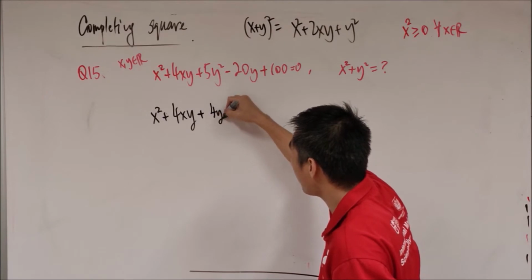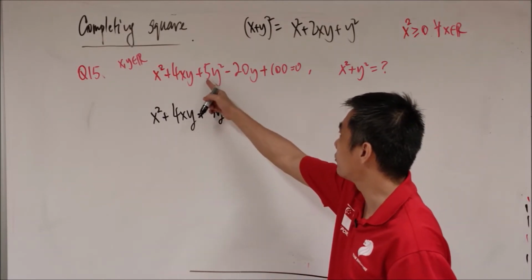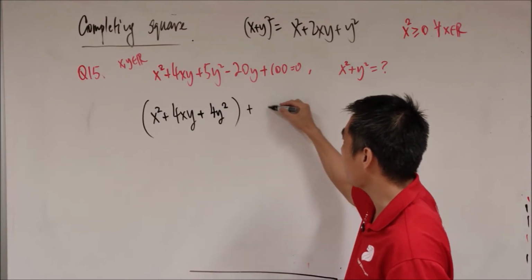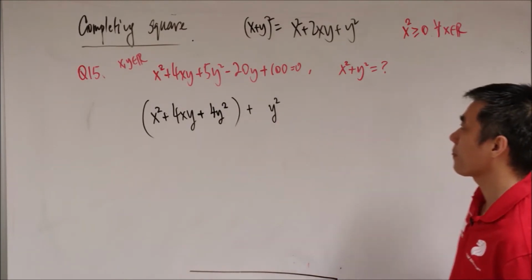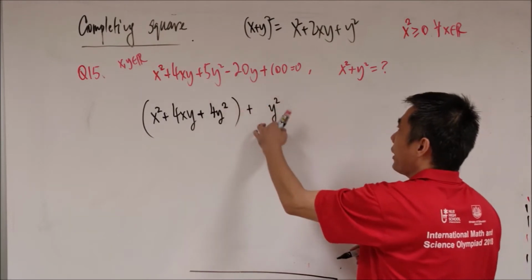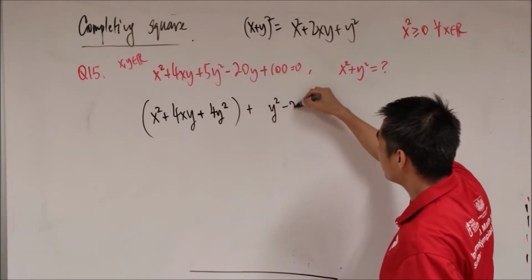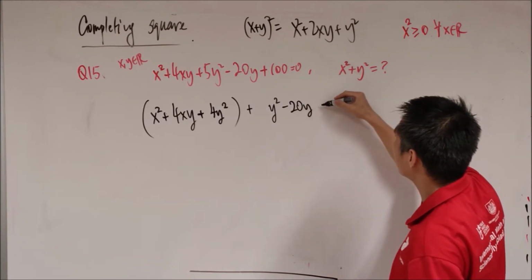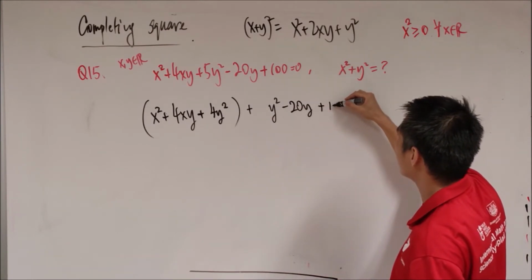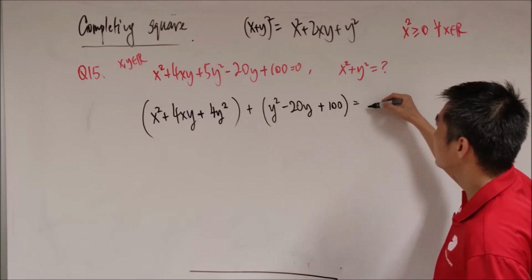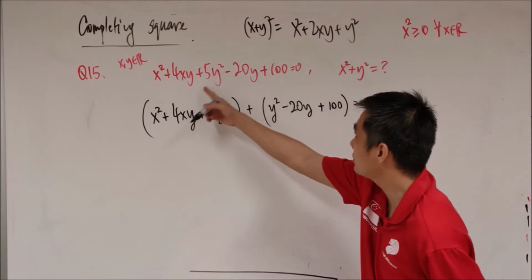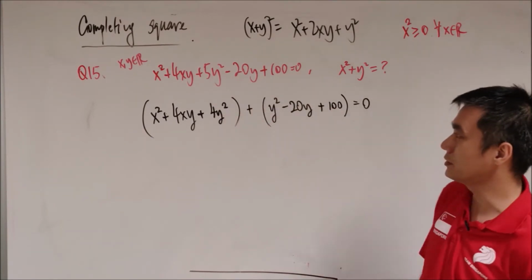Meaning that this is 4y squared. So for 5y squared, you already have 4y squared, you need to have another y squared. So we continue, y squared, and this is negative 20y. So it means that you need to have 10, so this is 100. And all the terms are tallied, so this is equal to 0.